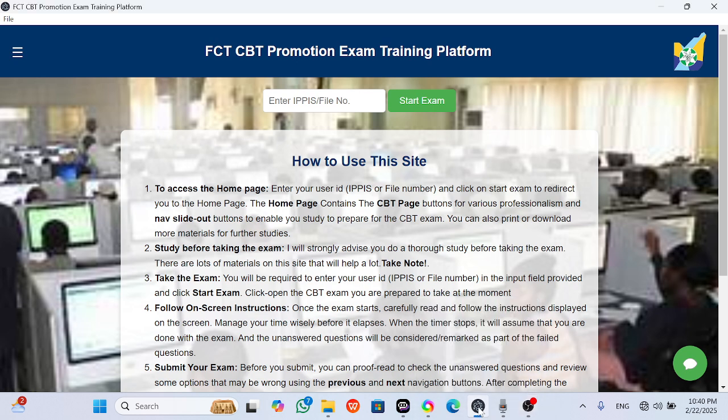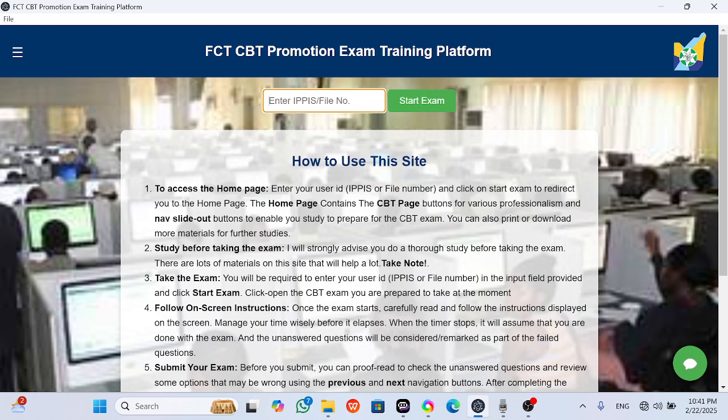Just the way I said, when you are opportune to be in a class of promotion where you write promotion through CBT, first thing first is that we have a profile, your user ID, or your exam number. You'll be given your exam number, which is going to be either your IPIS number, file number, or anything that you are given. The most important thing is you must be given something that will make you have a profile on your CBT dashboard.